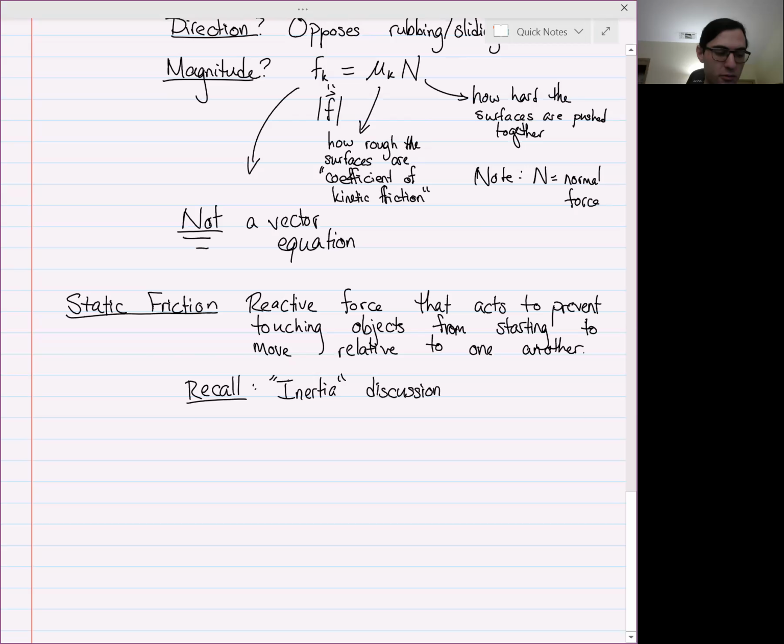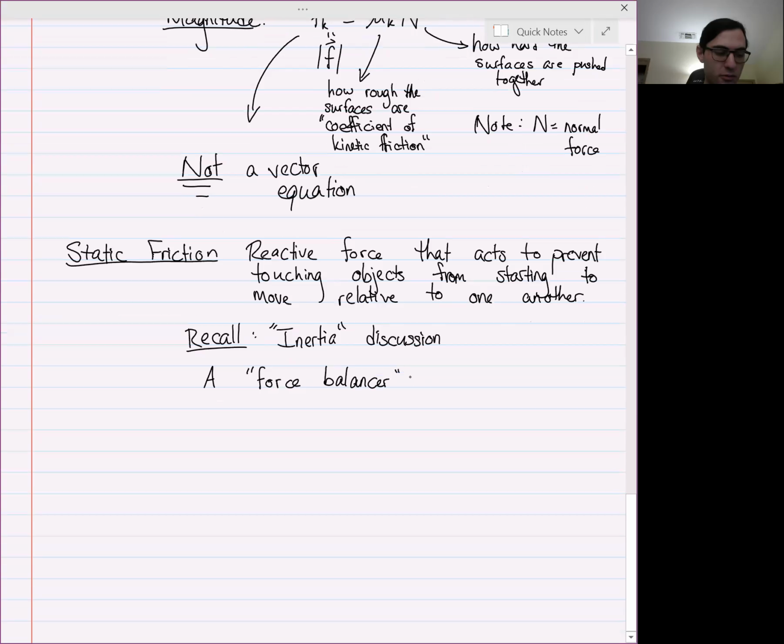It's a force balancer in the same way. And so it will take on whatever value it needs to take on up to a certain limit. So the magnitude of the static friction, F sub s, is less than or equal to mu sub s times n. So it can be at most mu sub s times n, where n is again the magnitude of the normal force. This mu sub s is the coefficient of static friction.